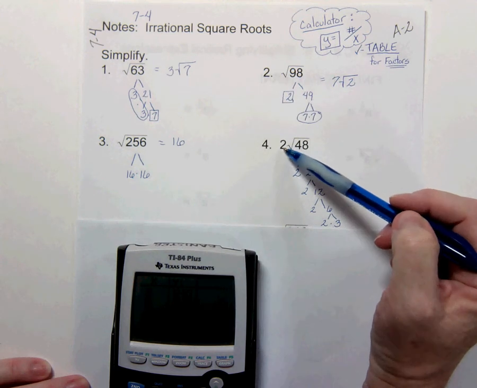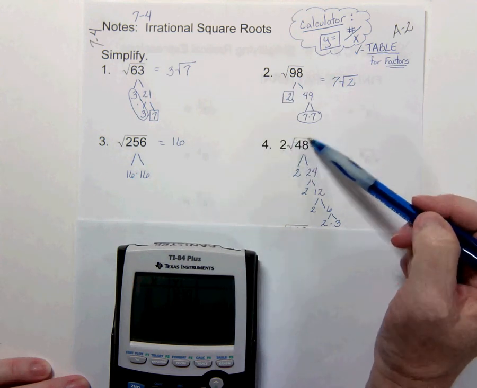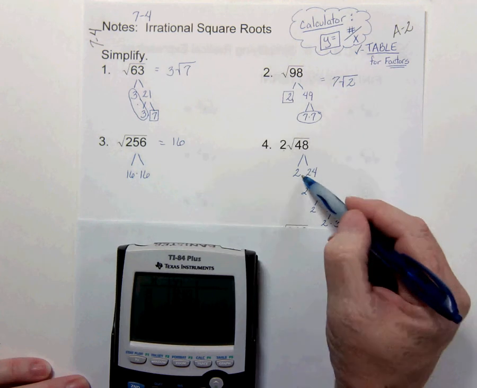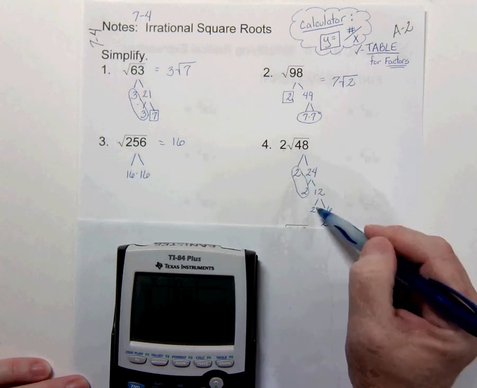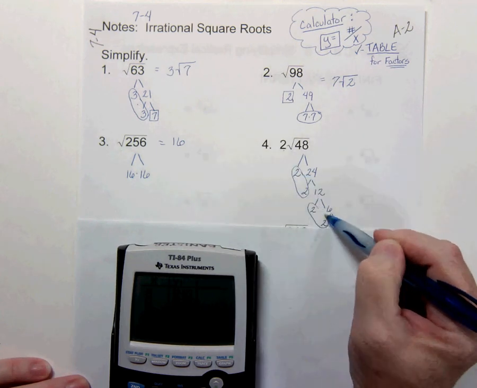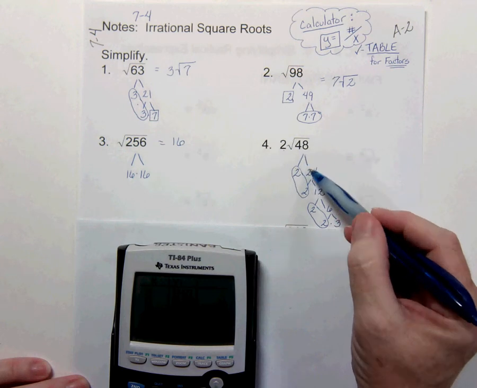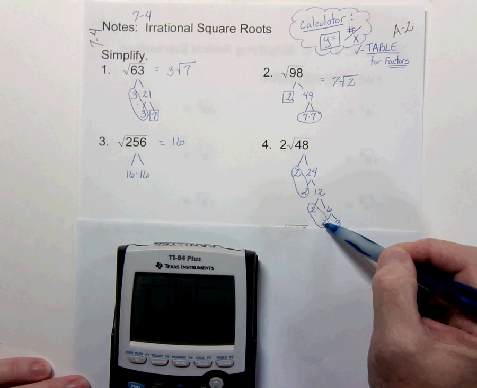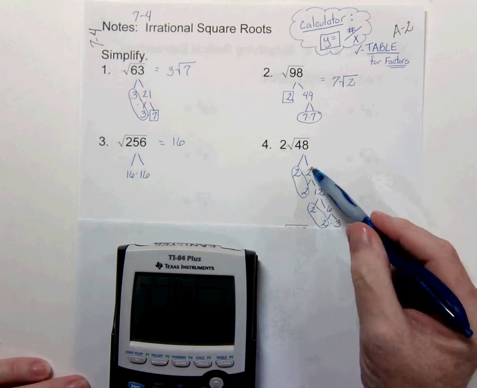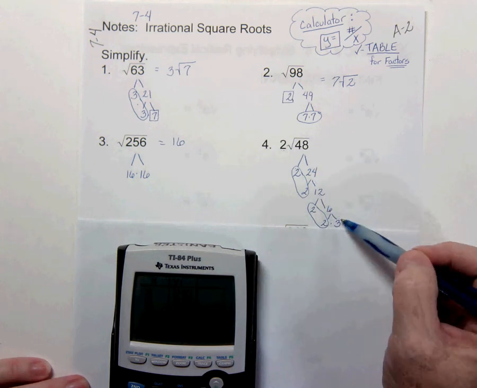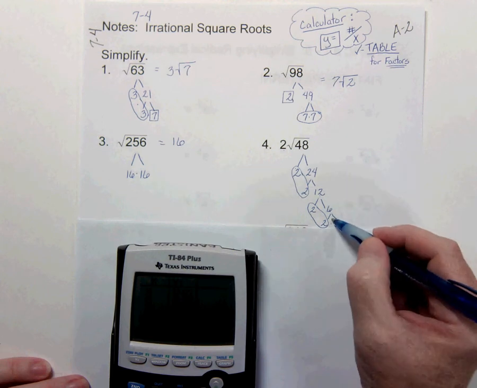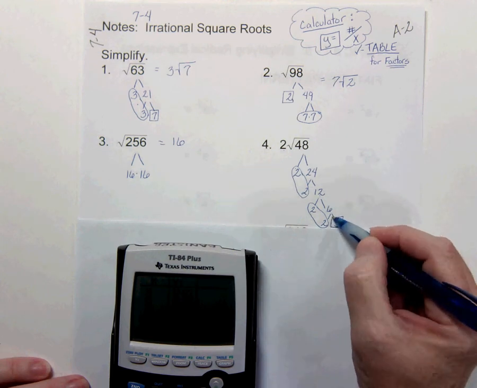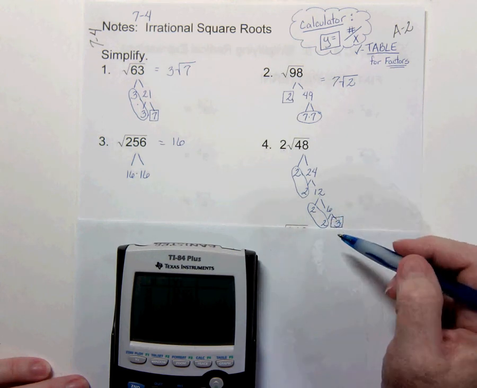Here, I'm going to show you what we're going to do after we factor what's under the radical, and we circle our groups of pairs. So watch closely. I broke it down: 2 times 24, 2 times 12, 2 times 6, and 2 times 3. I just kept breaking down the factors of each number until I get it to your prime numbers. So you want to keep factoring until you can't factor anymore.